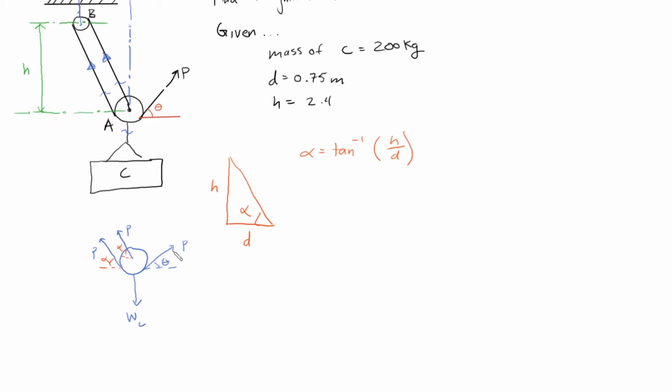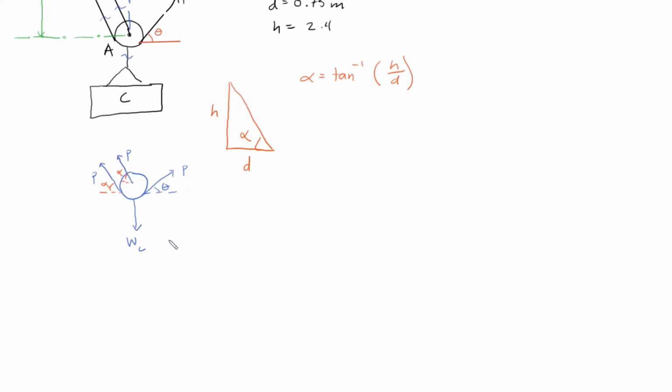Now that we have the angles and we have the free body diagram, and we understand this is in static equilibrium, we can apply the concept that the vector sum of the forces equals 0. So we have to find P and theta. Sum of the forces in the x direction will be P cosine of theta minus 2P cosine of alpha equals 0. And then the sum of the forces in the y is P sine of theta plus 2P sine of alpha minus W_C.